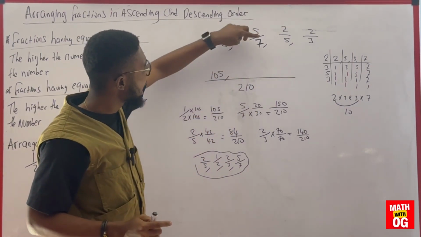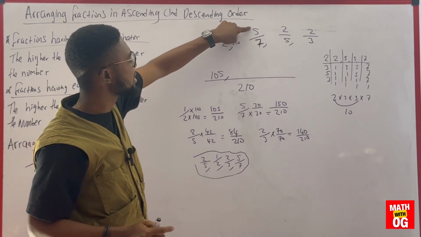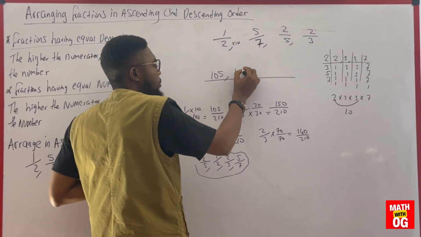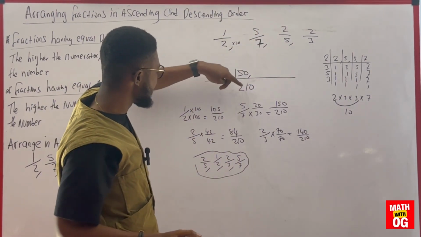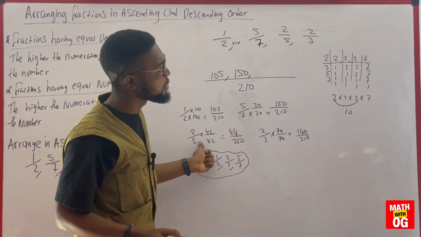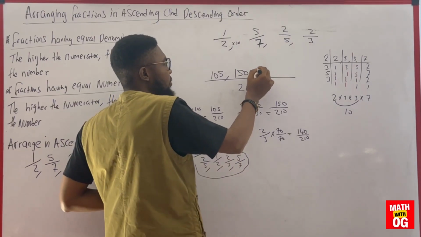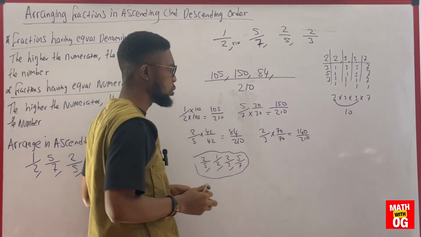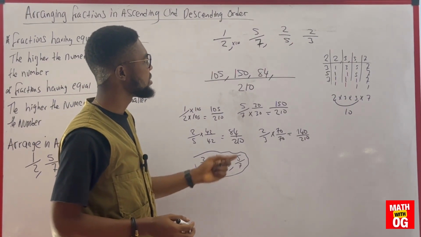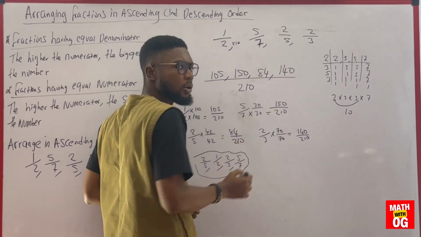The next one, how many times will 7 go into 210? The answer is 30. 30 times 5 is 150. So I'll put a 150 here. How many times will 5 go into 210? The answer is 42. So we'll do 42 times 2, and that will give us 84. Lastly, how many times will 3 go into 210? The answer is 70. 70 times 2 will give us 140.